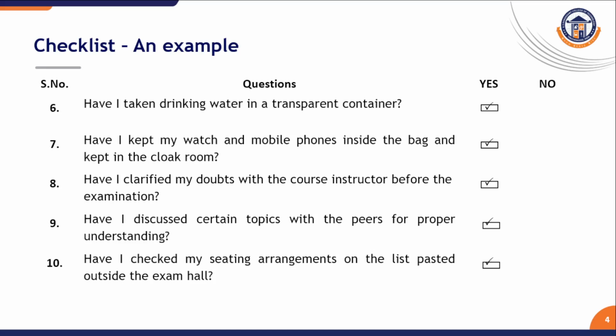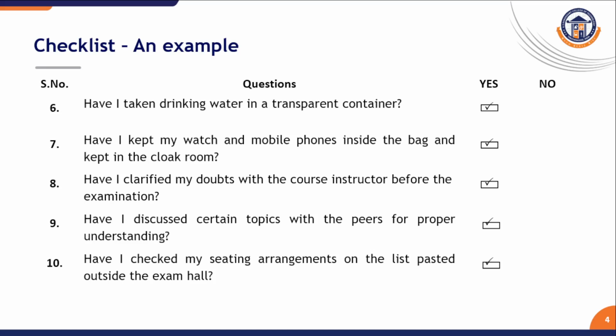Have I checked my seating arrangements on the list pasted outside the exam hall? Very important. After locating the examination hall, the block, everything, you go to the right examination hall and you have to see the seating arrangements pasted outside, and see what is the column, what is the row you have to be seated. Once you ascertain, you have to put a tick mark under yes column.